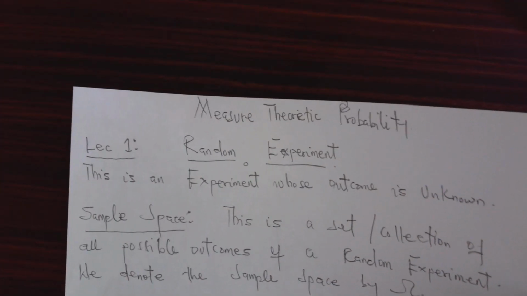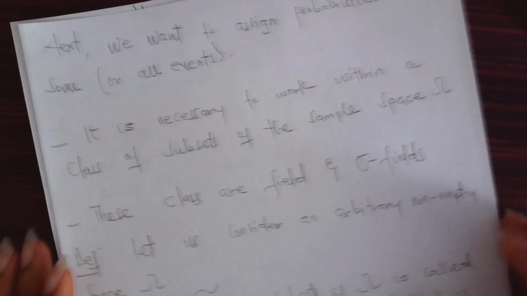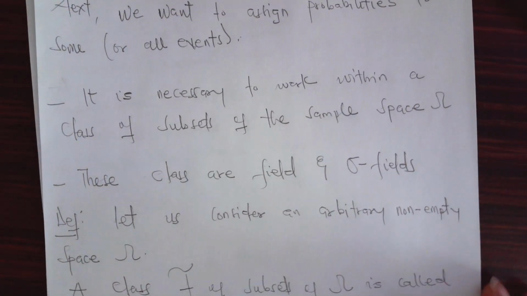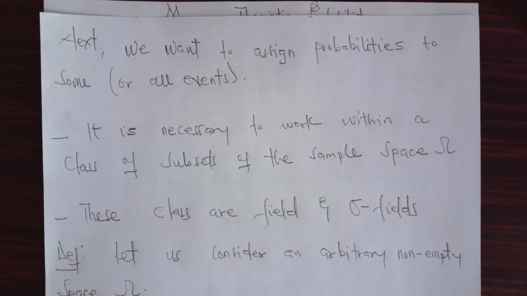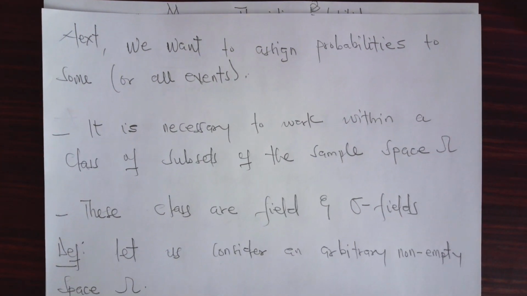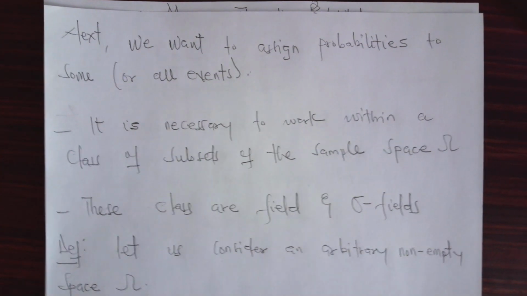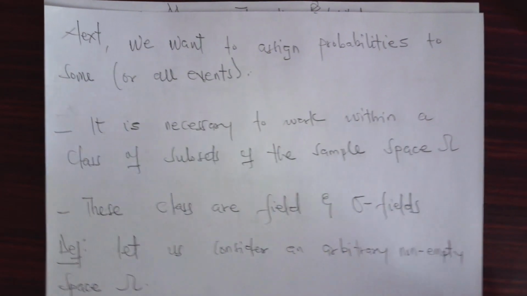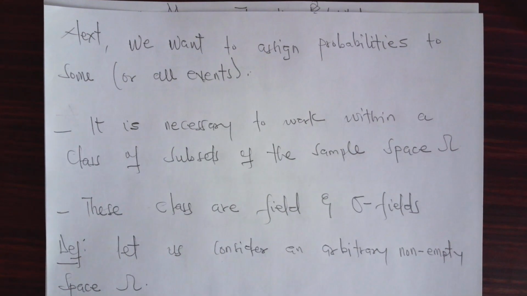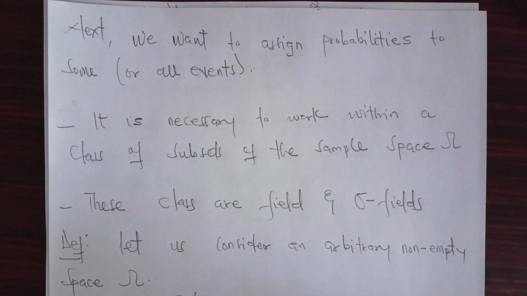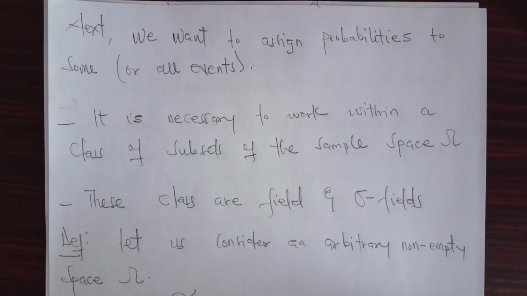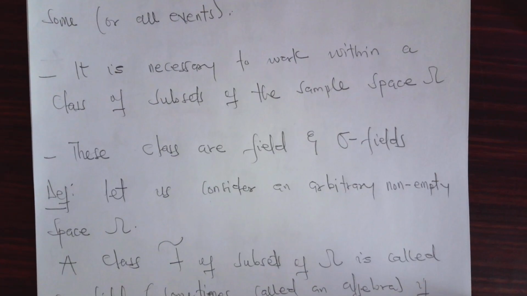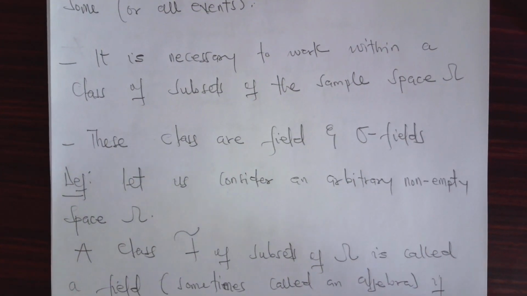Next, we want to assign probabilities to some or all of these events. Then it is necessary to work within a class of subsets of the sample space. So we study what we call fields and sigma fields. What do we mean by a field and a sigma field? First of all, let us consider an arbitrary non-empty sample space.